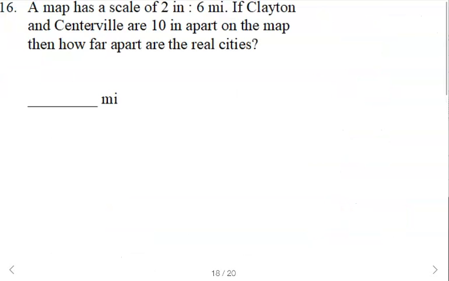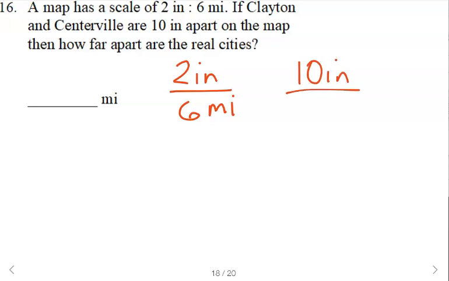All right, here 2 inches is to 6 miles, as 10 inches is to, we don't know that other value. So I'm thinking, okay, to go from 2 to 10, that's multiplying by 5. If I scale up by that same amount, 6 times 5 gives us 30, and the units there will be miles.